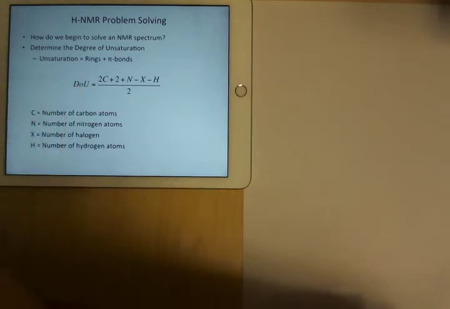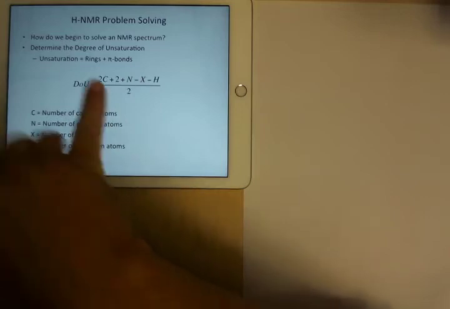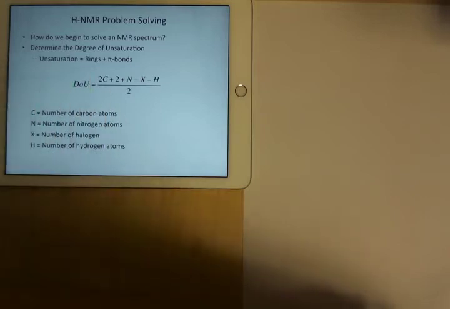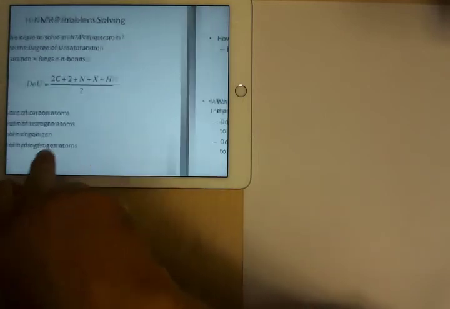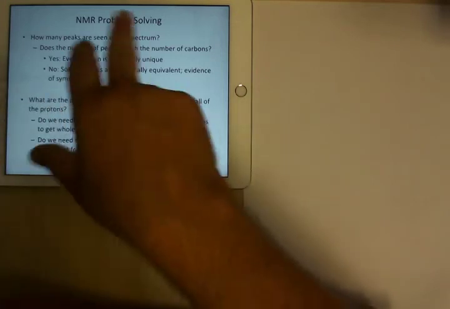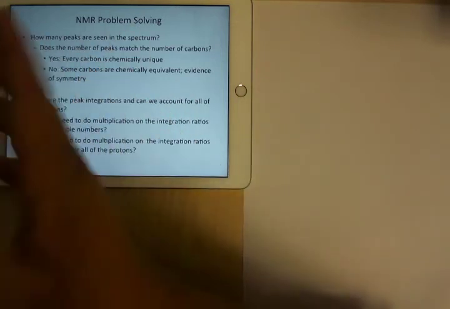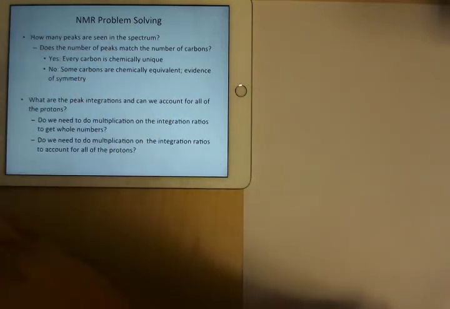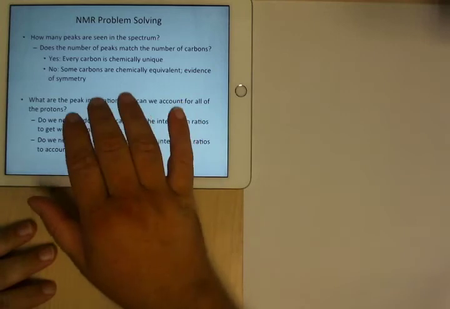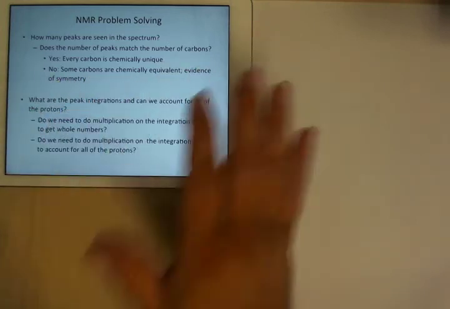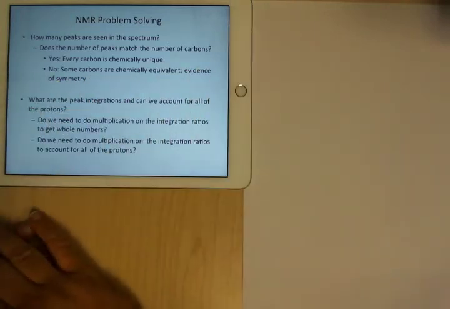So one of the first things that you can do is just do a quick DOU, just to know what you're up against. Run the DOU from the formula and see where you are. Again, you can see how many peaks. That doesn't match the number of carbons. Maybe every carbon is unique. If it is, there are some big exceptions for that, and we'll talk about one in a minute. If not, then there's probably going to be some equivalency there.